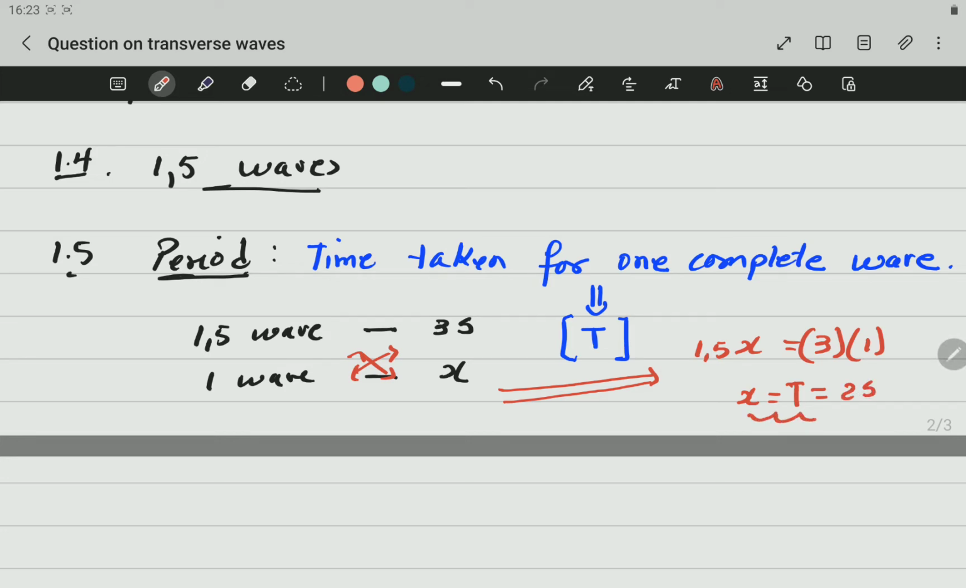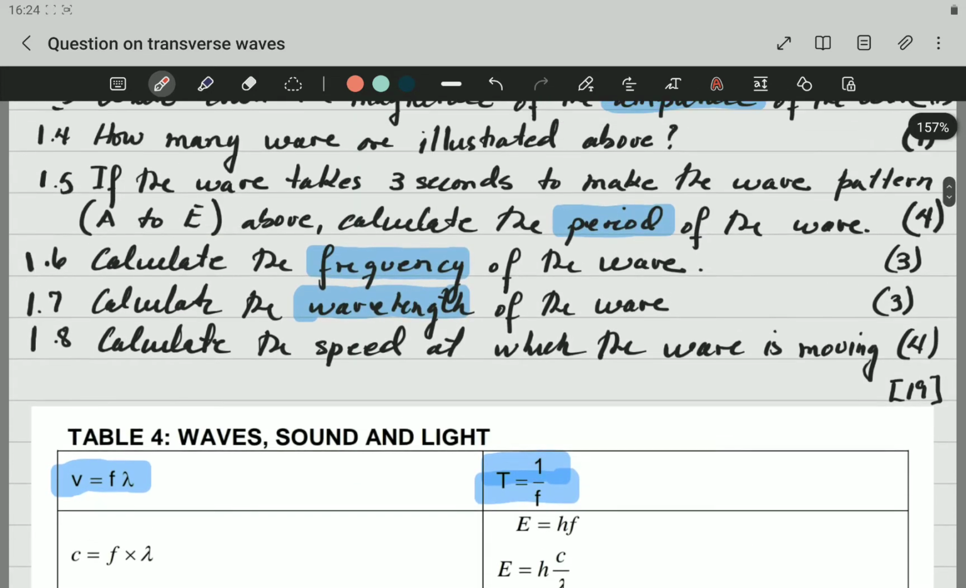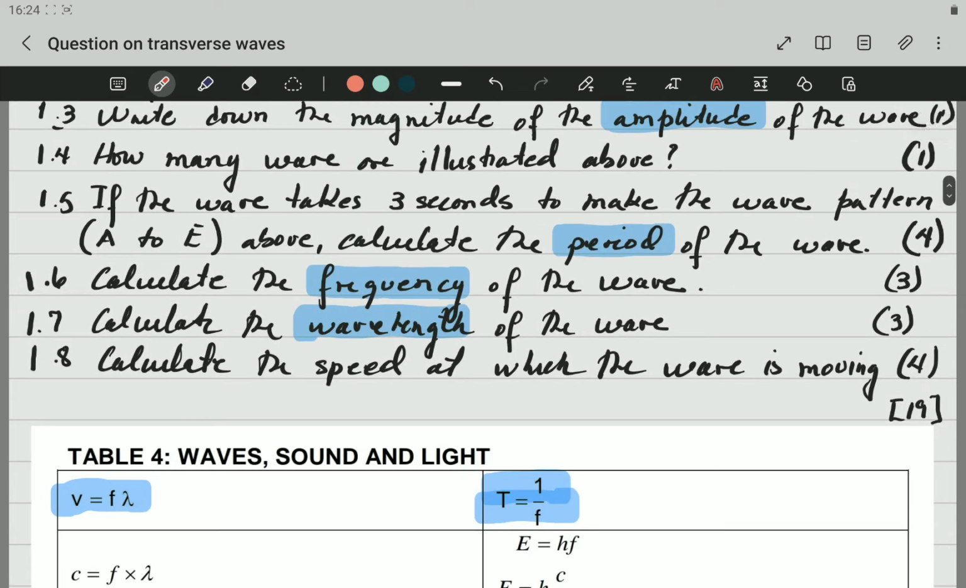So this is the way I used to do this specific question of the period. Very simple. Okay, so let's do 1.6, and we are almost done with this question. 1.6 says calculate the frequency of the wave.